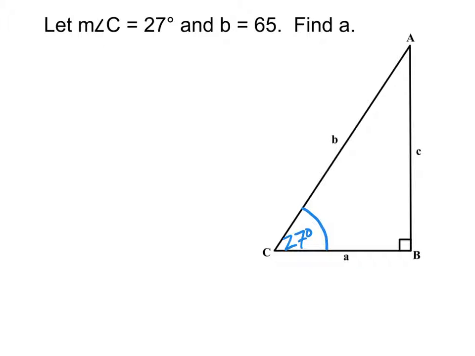Okay, we also know side B is 65, and we want to find side A. So I'm going to mark side A and C. I might circle it as a way to make note to myself that that's the one I'm trying to find. But this is our starting picture.